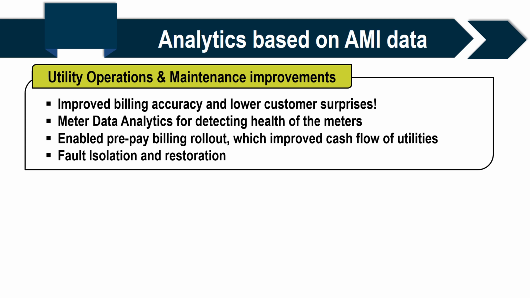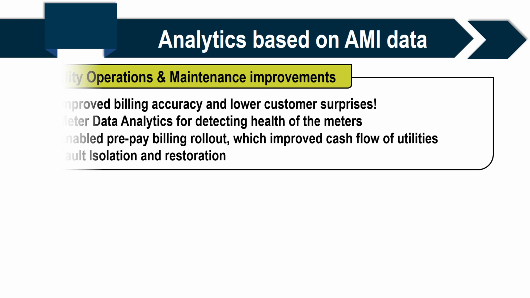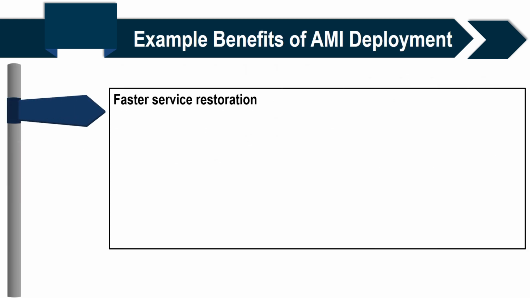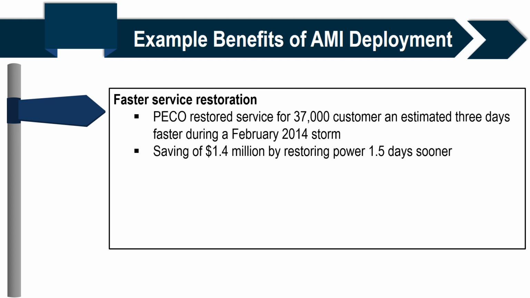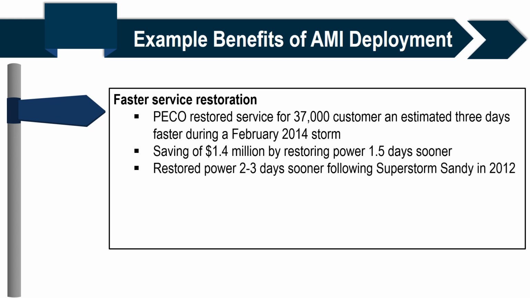Some of the examples of AMI deployments are faster service restoration. PECO restored services for 37,000 customers, an estimated 3 days faster during a February 2014 storm. It saved over $1.4 million by restoring power 1.5 days earlier. Restored power 2 to 3 days sooner following Superstorm Sandy in 2012.